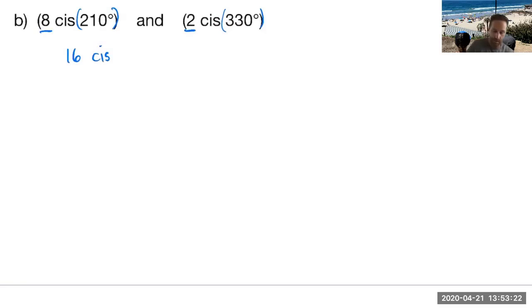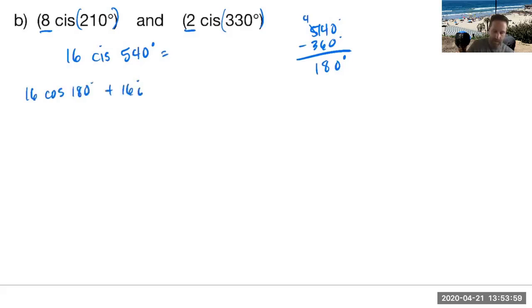So that's going to give me 540 degrees, which is not something that I particularly like because it's more than 360, which means I have to go an entire revolution all the way around and then some. So all I'm going to do is take my 540 and get rid of that extra revolution to get to that point, 180 degrees. So this is equivalent to doing 16 cosine of 180 degrees plus 16i sine of 180 degrees.